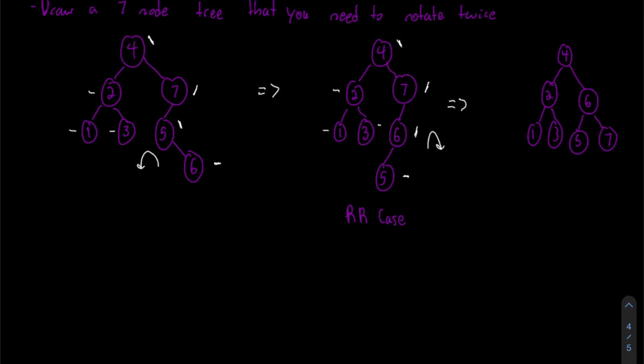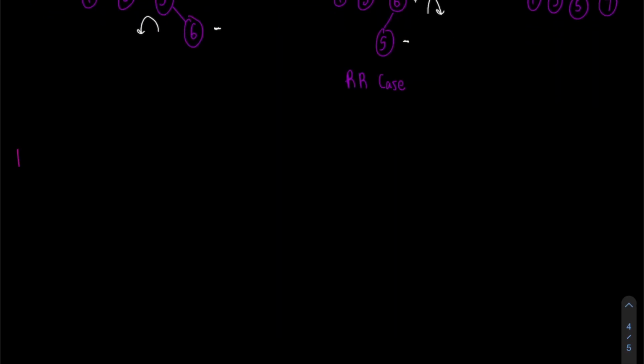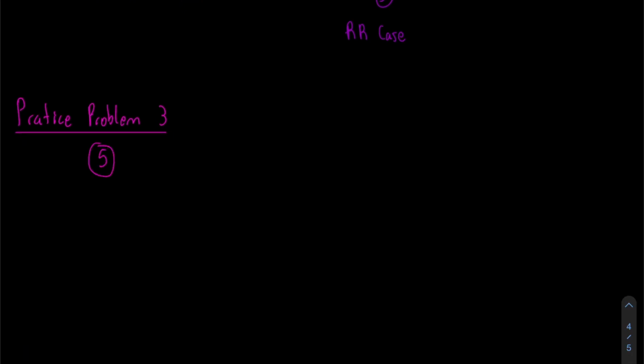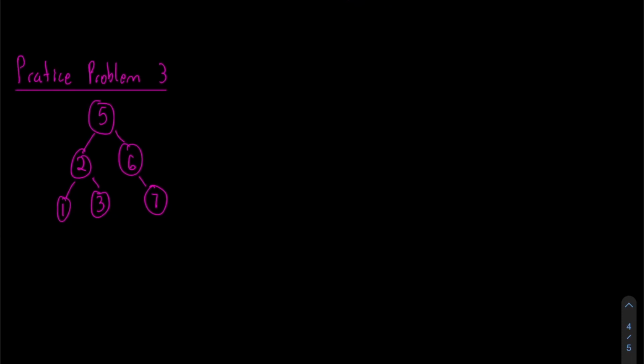For our last problem, we're going to take it step by step over here. And this is going to be an interesting one. I'm going to use my favorite color, pink. So practice problem 3. Let's go. So what ends up happening over here? Well, I'm going to start off with a tree: 5, 2, 1, 3, 6, and 7. I'm just going to start to insert nodes and see how it changes the tree. So why don't we start off by inserting an 8 to the tree.